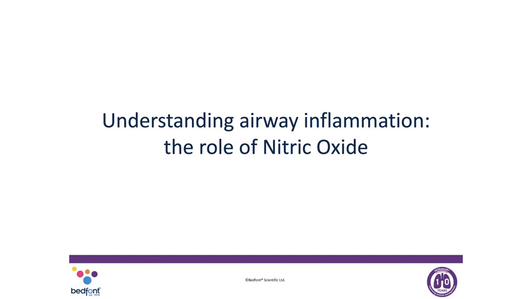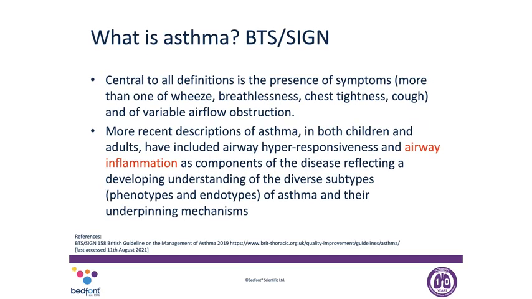We need to go back to the BTS guidelines that tell us fairly clearly what the definition of asthma is. It's the presence of symptoms. We're looking for more than one symptom: wheeze, breathlessness, chest tightness, cough, and variable obstruction. But more recently, we've looked at airway hyperresponsiveness and, really importantly, airway inflammation as main components that underlie asthma. We also talk about phenotypes and endotypes, recognizing that not all asthma is the same. We've got lots of different types of asthma. But it's this underlying information that is a really important thing to understand.